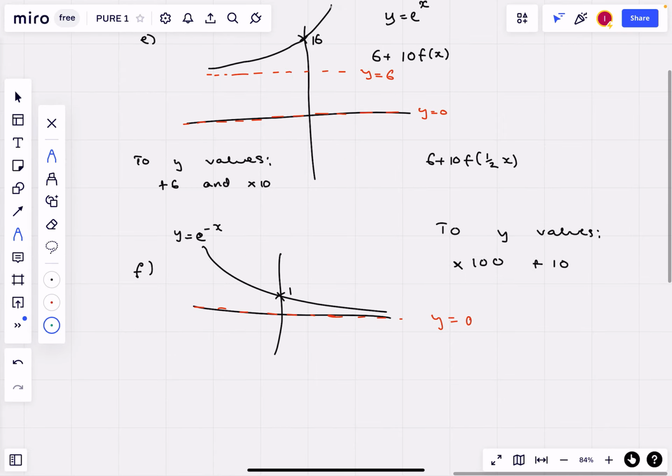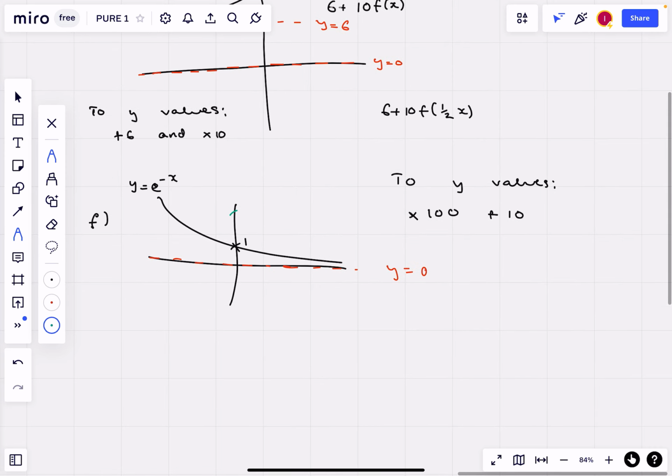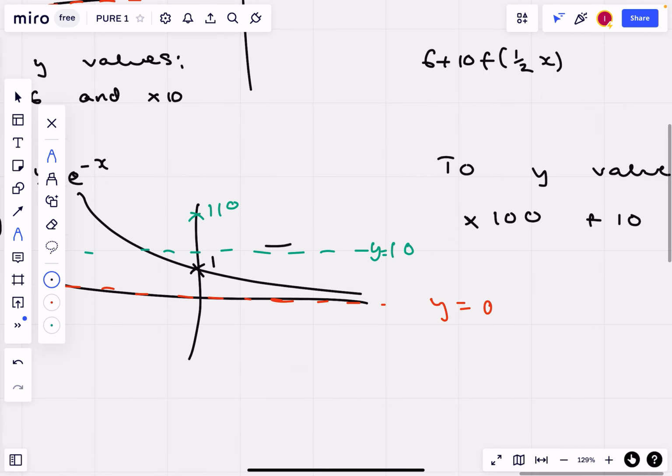So 1 times 100 is 100 plus 10 is 110. So this moves up to 110. 0 times 100 is 0, add 10 is 10. So the asymptote moves up to 10, or y equals 10. And then you draw something like that. Let me draw that a little better. Hold on. Something like this. And there you go. That is how you do transformations, and that is how you differentiate the e function.